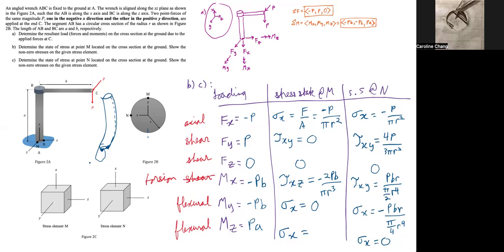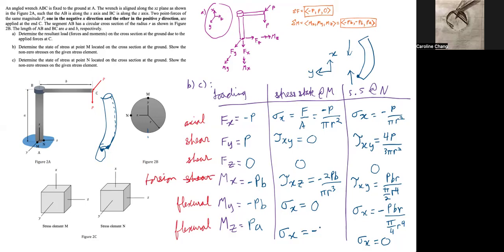Since if we look at it from the XY plane, where should I draw this? Yeah, if we look at it from the XY plane, X and Y, it's going to look something like this. And the point M is going to lie here. So it's actually going to be under compression since the beam in this direction is kind of being squeezed. So we know it's going to be negative.